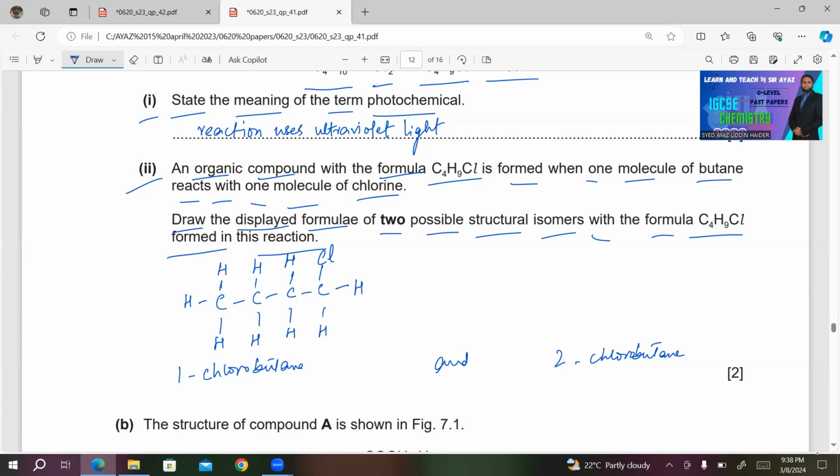What about 2-chlorobutane? Again, we have 4 carbon atoms, 1, 2, 3, 4. We must have chlorine at the second carbon. So here is chlorine. Now saturating the carbon atoms.